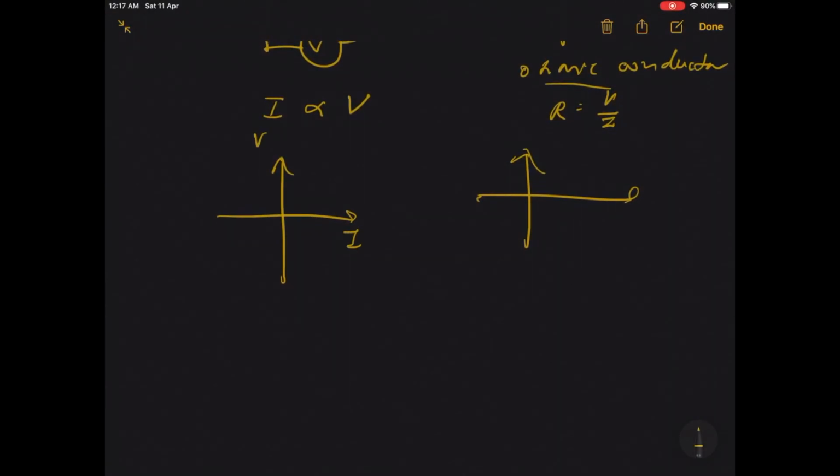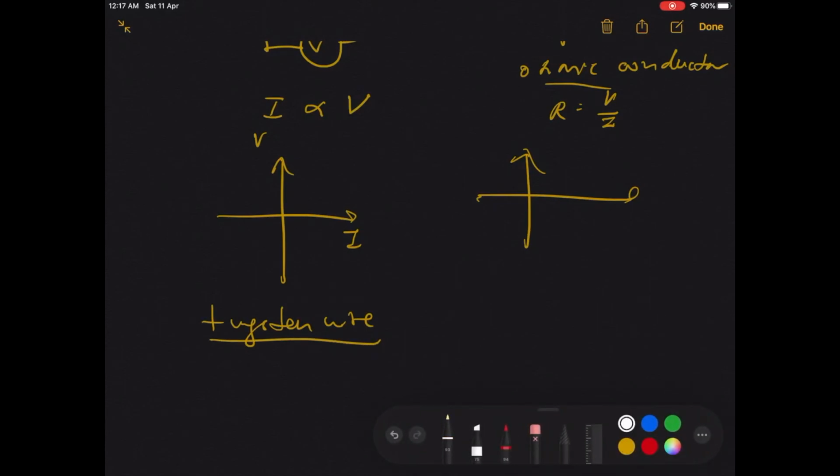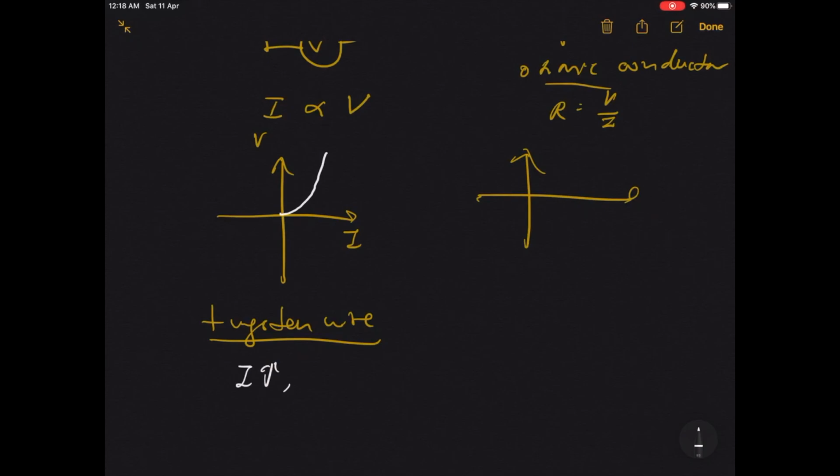Okay, if you are using tungsten wire, as I said before, for tungsten, temperature up, resistance up. So you expect the gradient to become sharper when current increases. Because when current increases, temperature will increase, so resistance also will increase. So the graph curves this way. Sharper gradient means resistance increases.